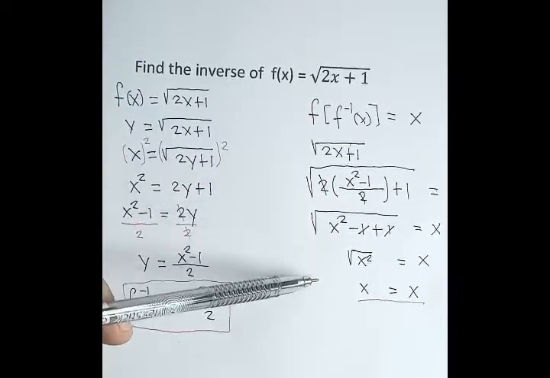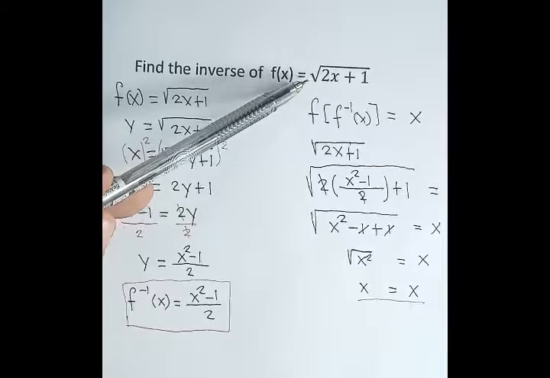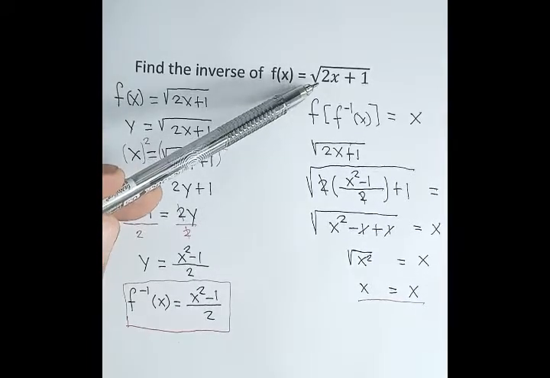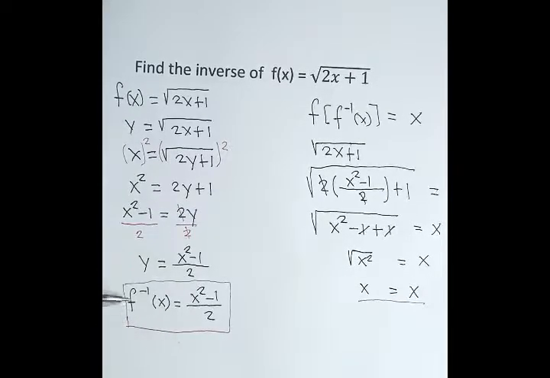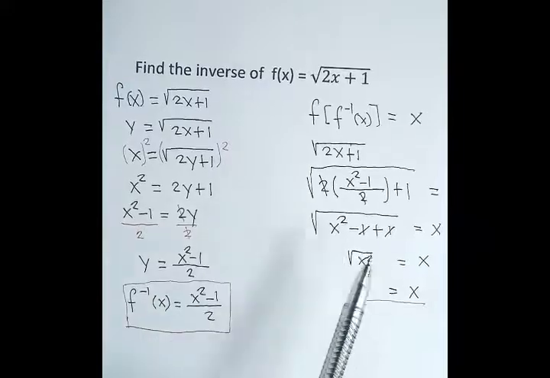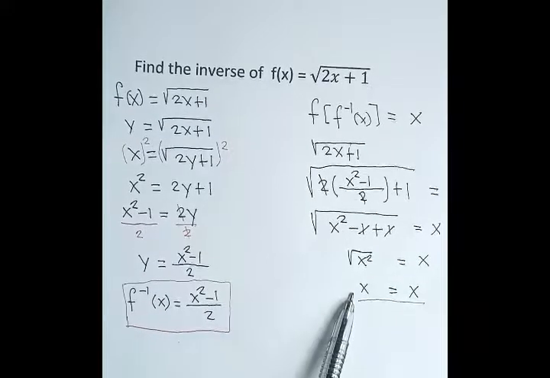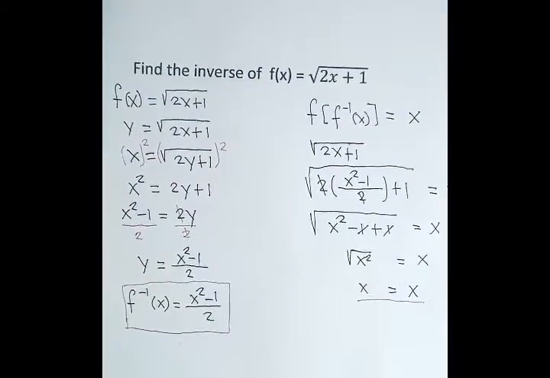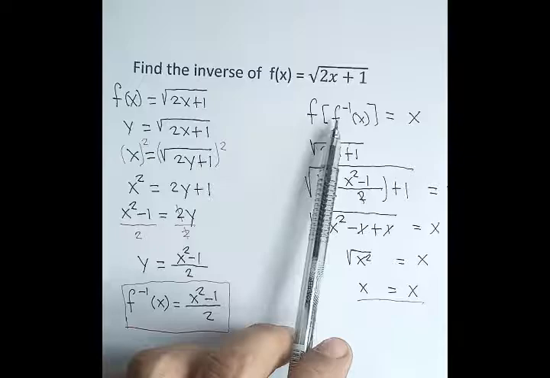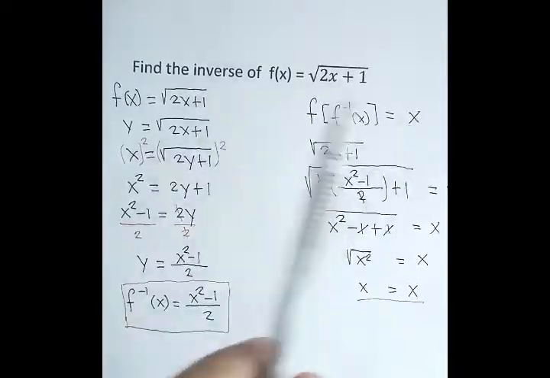So this is a verification nga kaning ang inverse sa square root of 2x plus 1 is x squared minus 1. So we verified that kani siya nga inverse is correct because during verification we solved or found out that mo equal siya x equals x. So the inverse of the function is equivalent to x.